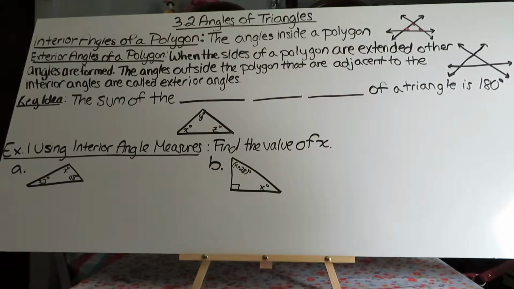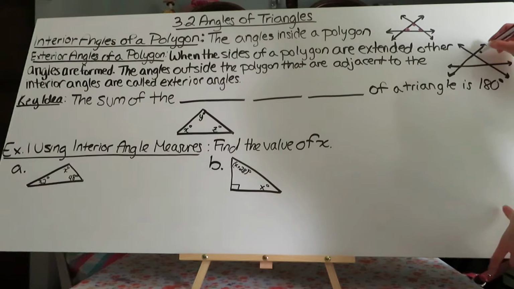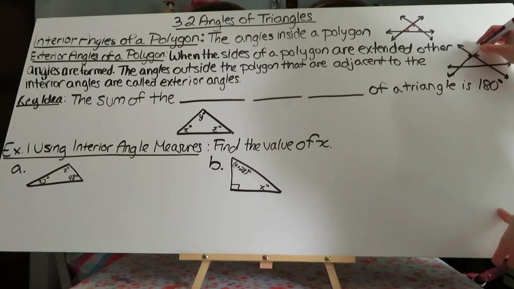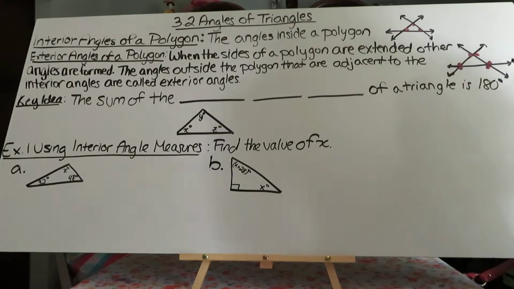Exterior angles of a polygon. When the sides of a polygon are extended, other angles are formed. The angles outside the polygon that are adjacent to the interior angles are called the exterior angles. So those values are going to be over here, over there, and there.